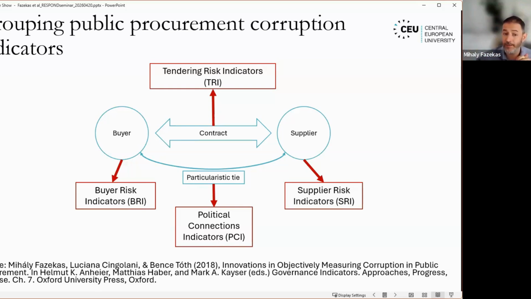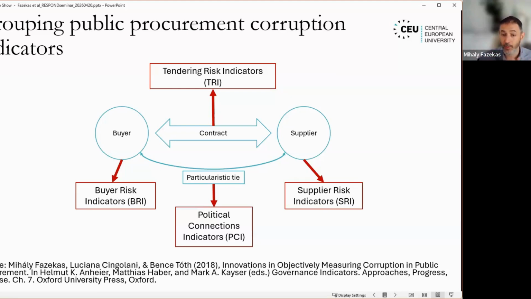Then on the left-hand side, we have the buyers, the buyer risk indicators. This is the least developed of the 4. So this is where we have information on the internal structure of the buying entity. For example, whether the procurement function, the procurement officials, are protected from political influence.